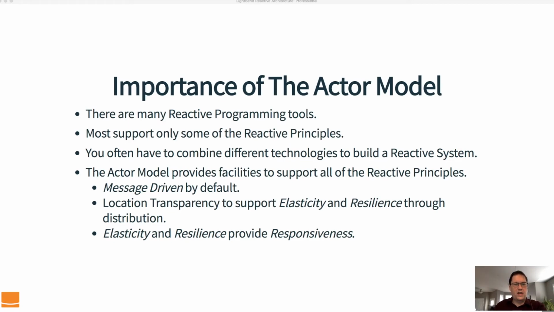The actor model provides facilities to support all of the reactive principles. It is message driven by default. The location transparency is there to support elasticity and resilience through distribution. The elasticity and resilience then provide responsiveness under a wide variety of circumstances. Again, it is still possible to write a system with the actor model and not be reactive, but with the actor model and the tools that are based on it, you're further along the path to success. You have a number of things that you can use just with the actor model alone that will get you to building a reactive system.